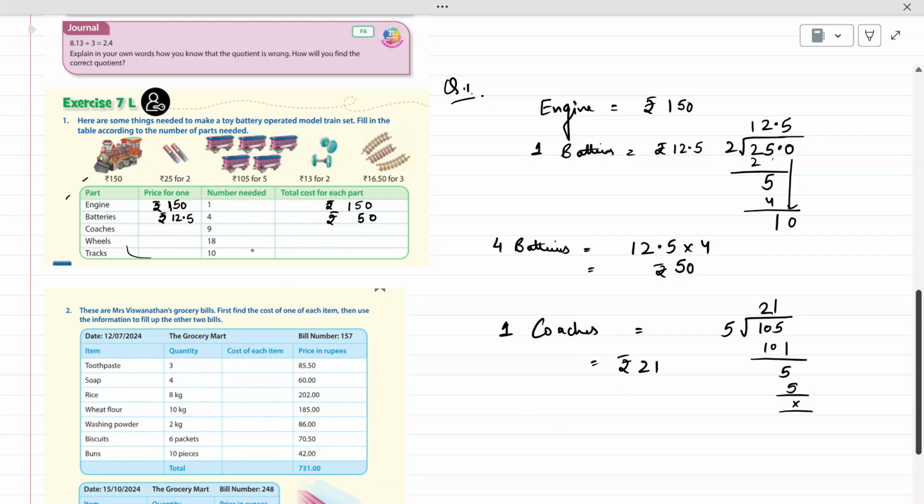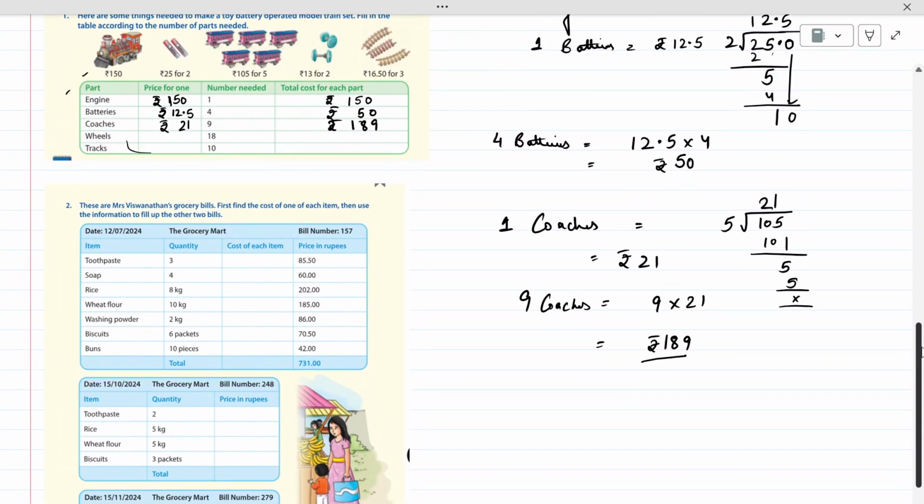And how many coaches are required here? I'm writing first here rupees 21. And then how many coaches are required here? 9 coaches. So the price of 9 coaches will be 9 into 21, which is rupees 189. Correct? Let us write rupees 189 over here. Now what we have is wheels.